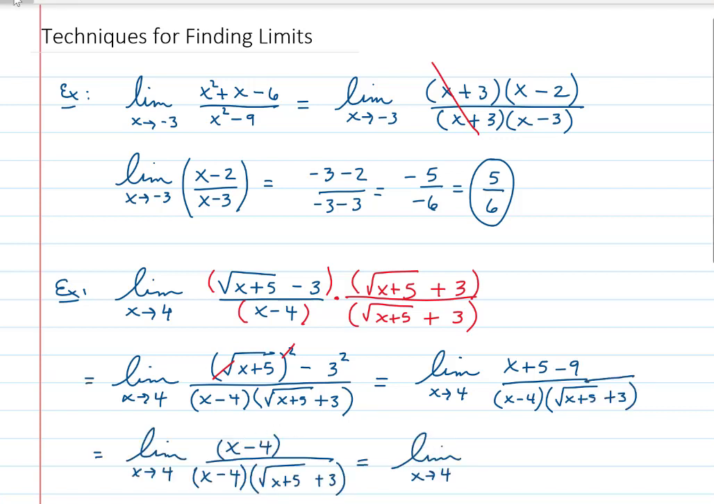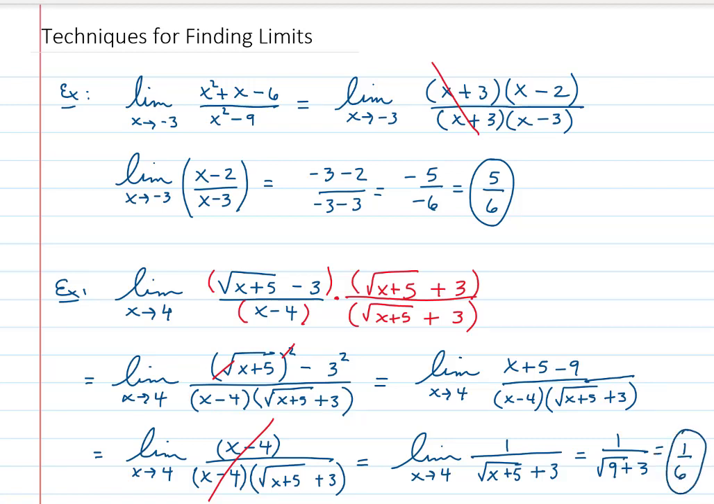Notice how I end up with x minus 4 on the top, and I already have that on the bottom, so I can cancel those out. I end up with just 1 on top. It was a good thing that I didn't distribute on the bottom, so it was easy to cancel the x minus 4. I still have the square root of x plus 5 plus 3. Now, because this is no longer a minus, I can plug in the 4, and that gives me 1 over the square root of 9 plus 3, and 3 plus 3 is 6, so this whole limit is 1/6.